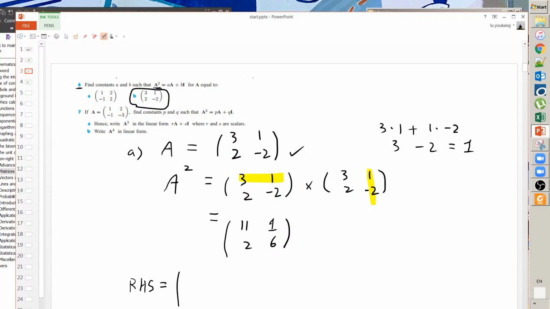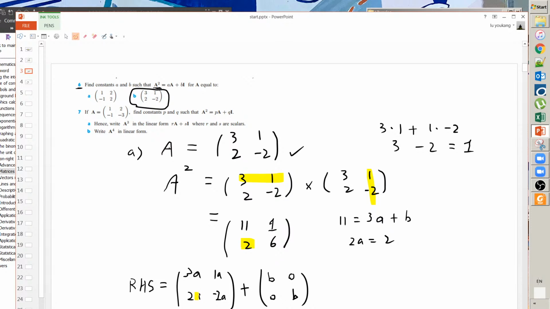So you have a times this, so you have 3a, and then you have 1a, and then you have 2a, and then you have minus 2a. Okay, that's your first term. And then next you have your b. Similarly, you have your b, 0, 0, and b. Now you just have to pick your 11 is equal to 3a plus b, right? And then clearly you can see your 2a is equal to 2. I'm talking about this term.